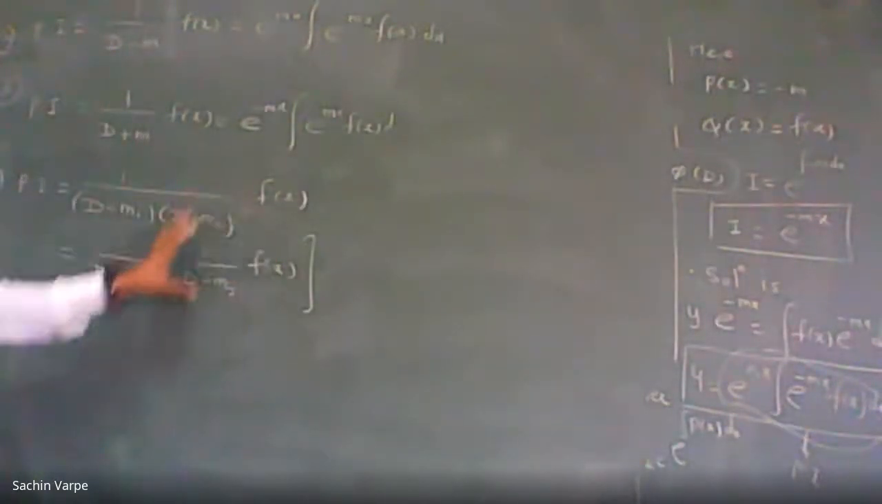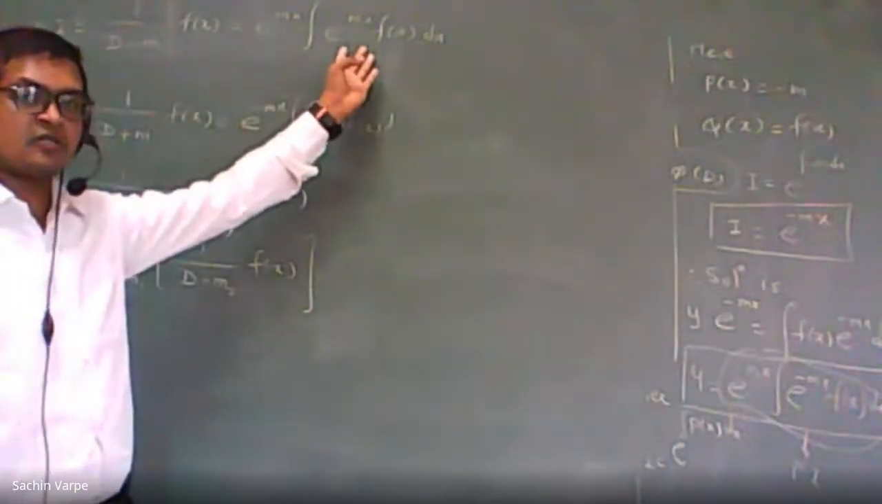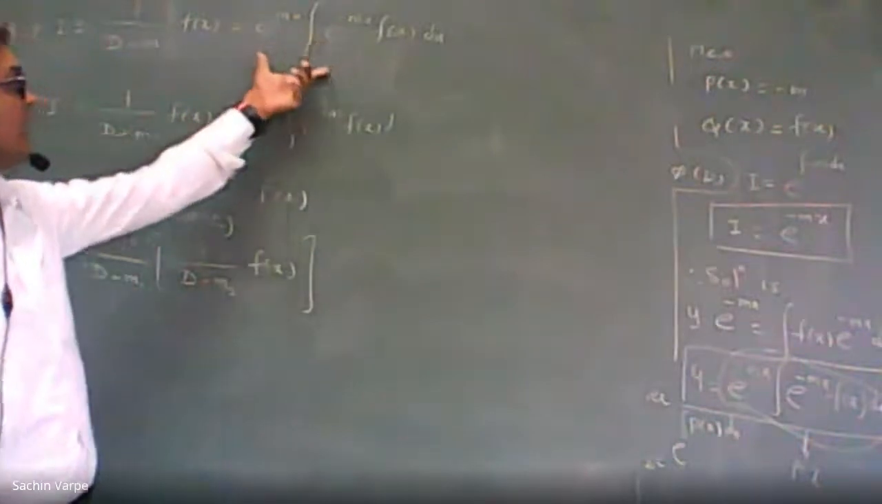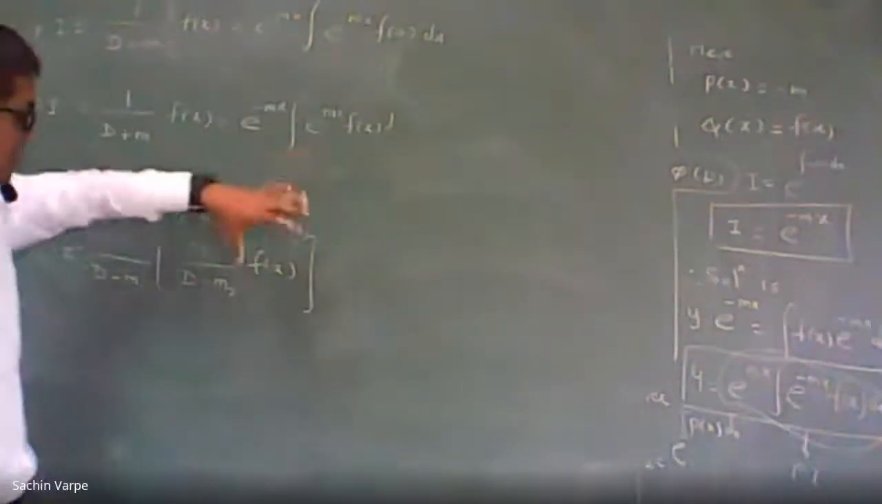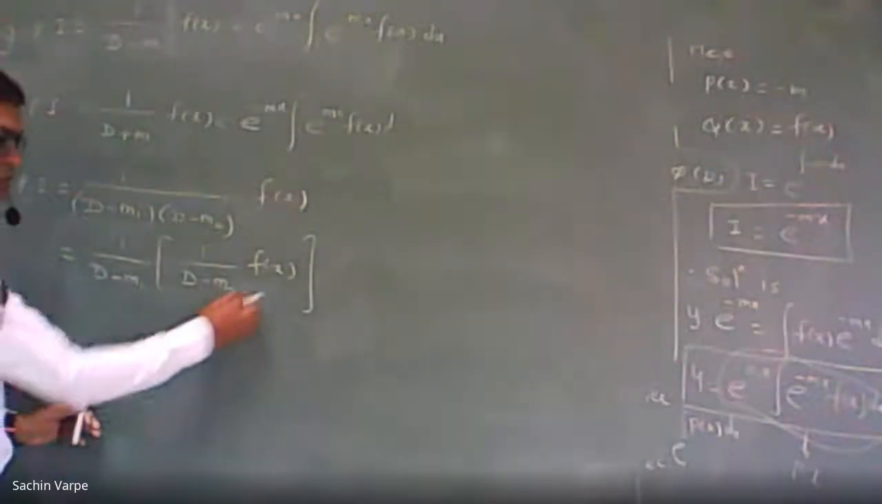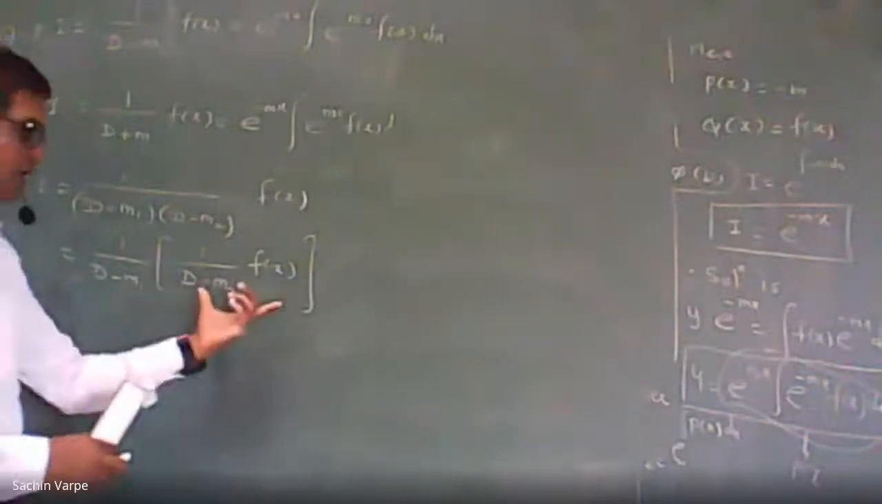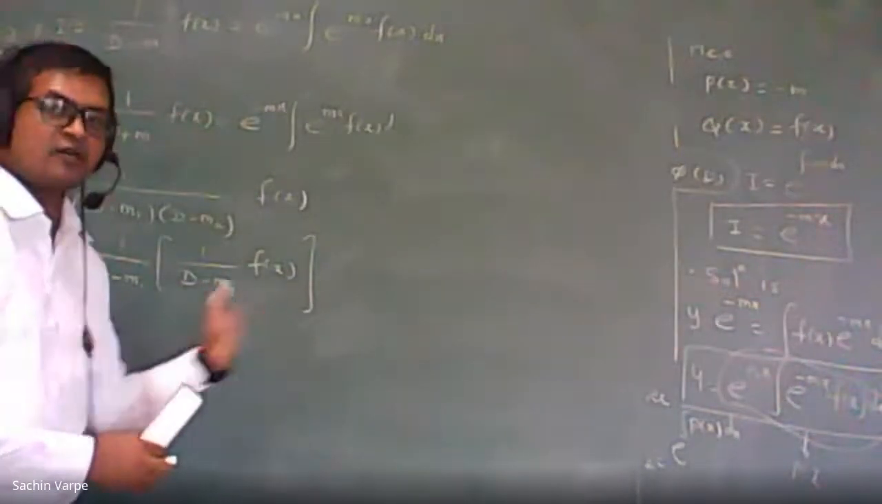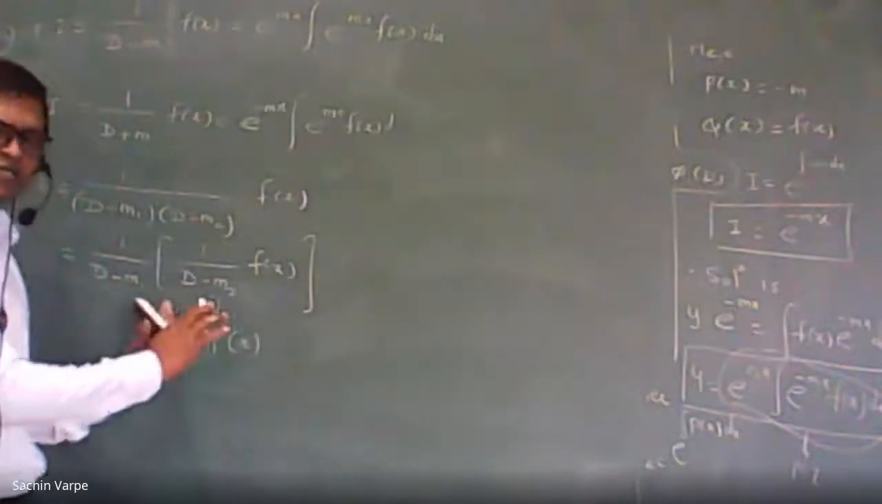So when I solve this using the first formula, I'll solve this integration value, isn't it? And then I'll get the value of this 1 upon d minus m2 of f of x. I'll get the complete value. Let me denote that value as another function of x, capital F of x. That is just a notation.